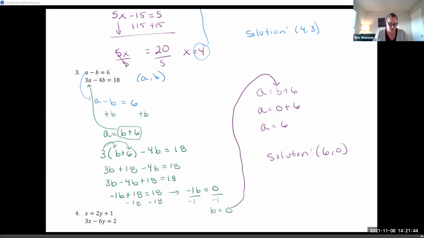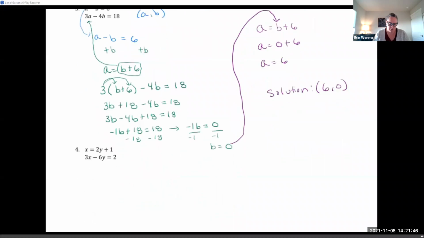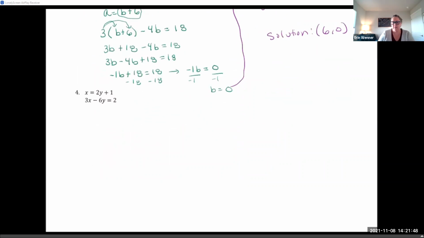Okay, let's look at number 4. So number 4, we have a variable isolated already, right? I had an X question. X equals... oh, sorry, Robert, go ahead.